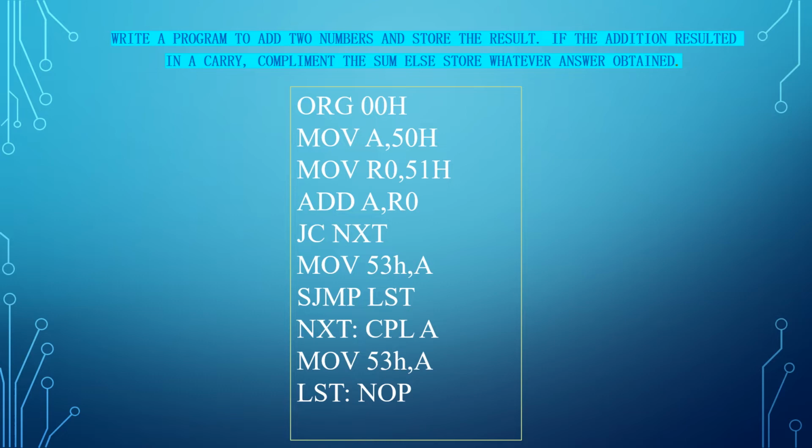Next line, LST NOP. So LST is another label. After loading the answer from the accumulator in the first case, we have to move over to the end of the program. Otherwise, we will come to the next instruction where we accidentally complement the contents of the accumulator. So that has to be avoided. Whenever carry flag equals 0, we have to load the answer in 53H and then stop the program. For that, we have made use of the SJMP LST instruction.